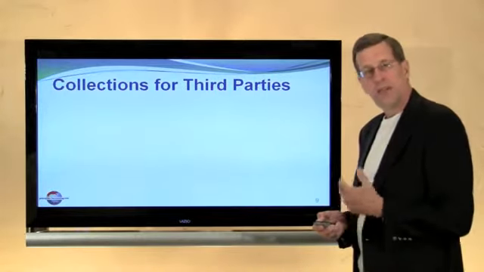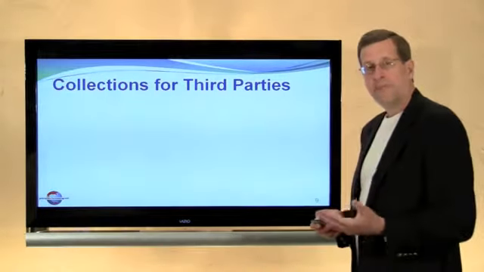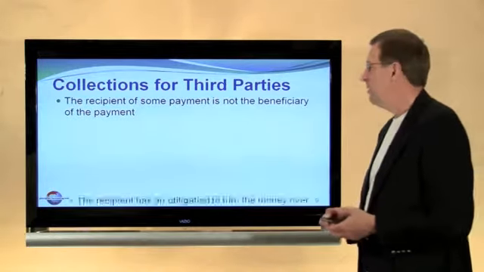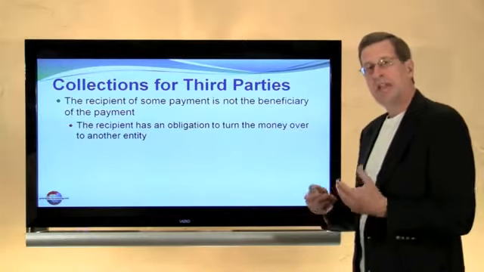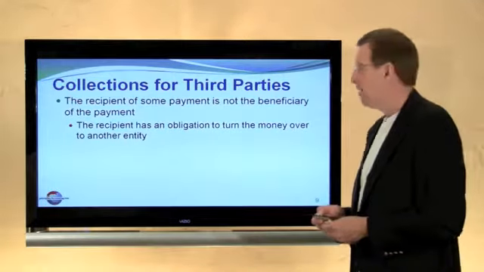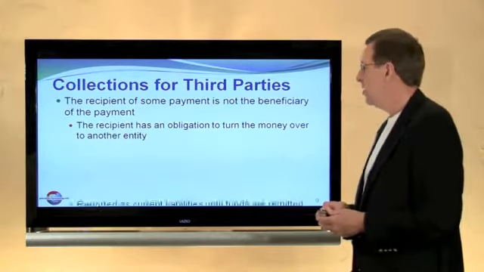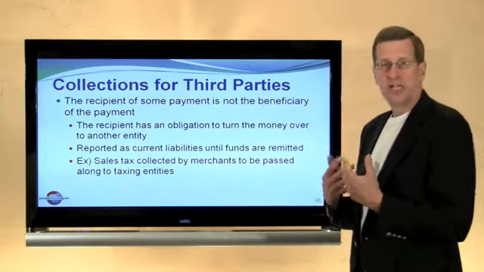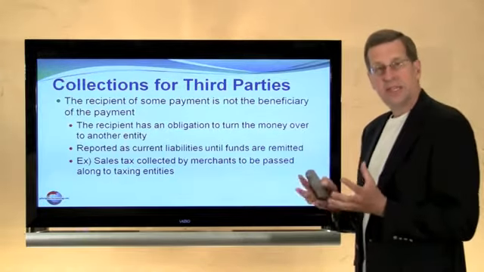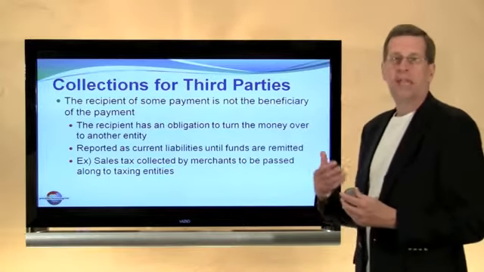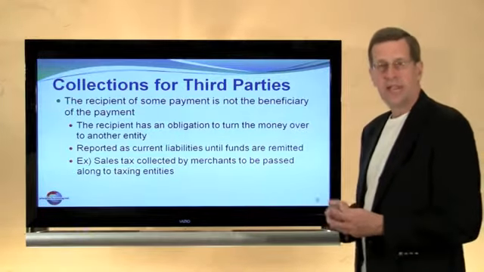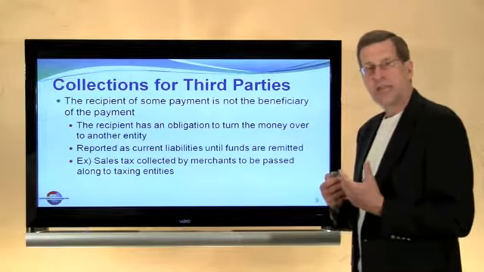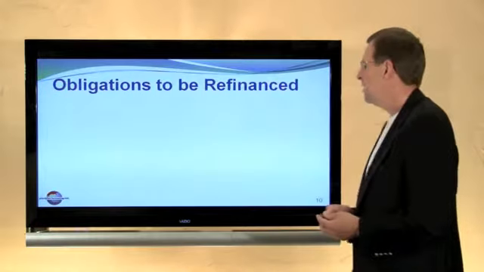Collections for third parties is another important current liability that sometimes may not be considered. The receipt of some payment where the recipient is not the beneficiary of the payment. The recipient has an obligation to remit those funds to another entity or another party. Those amounts would be shown as a current liability. Best example probably would be sales tax. When a store sells goods and collects, in addition to the sales price, the sales tax on the transaction, that company has an obligation to in turn remit that sales tax to a city or state taxing organization. So the amount of the transaction that's reflective of the sales tax would be carried as a current liability.